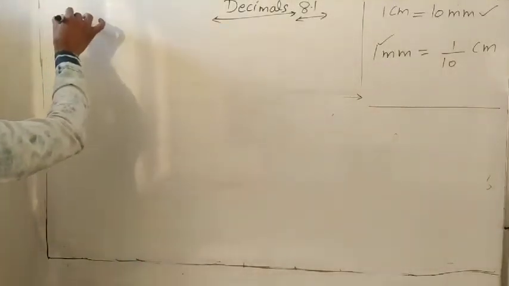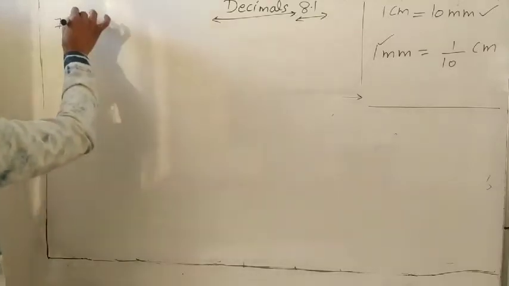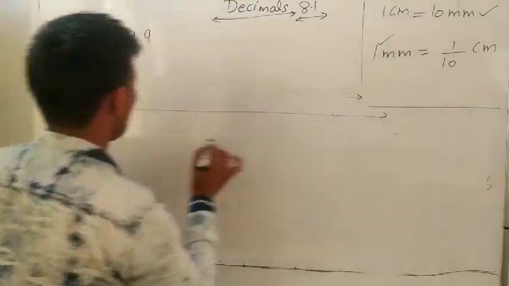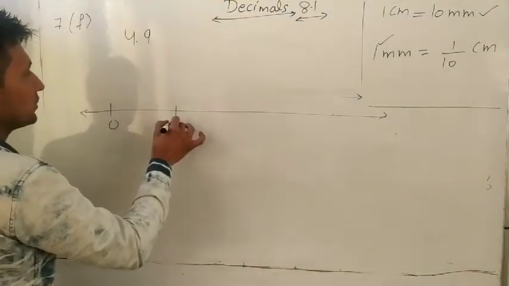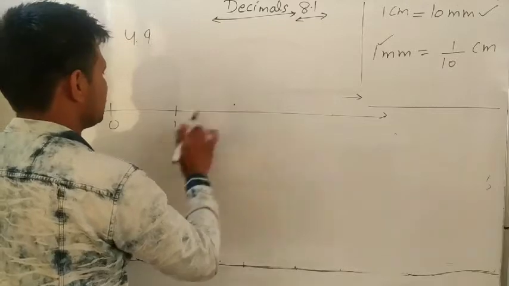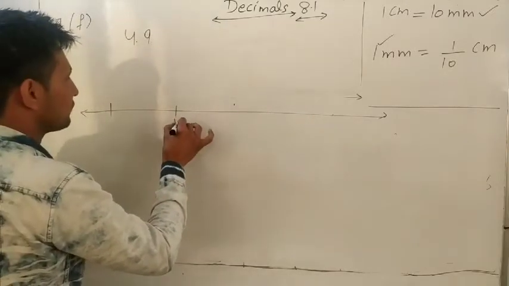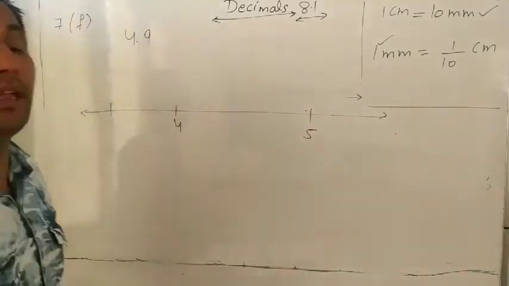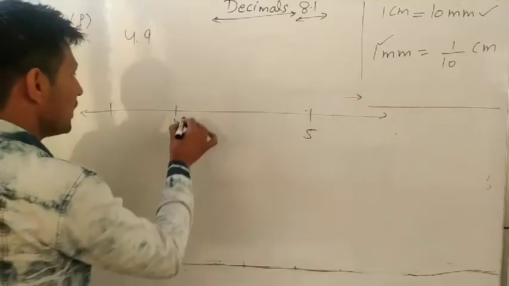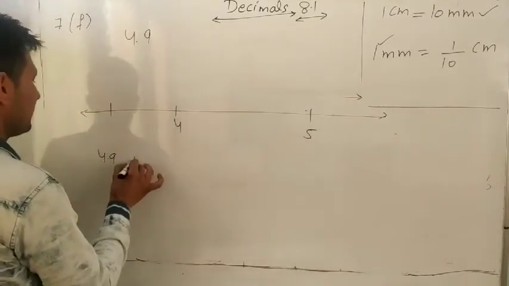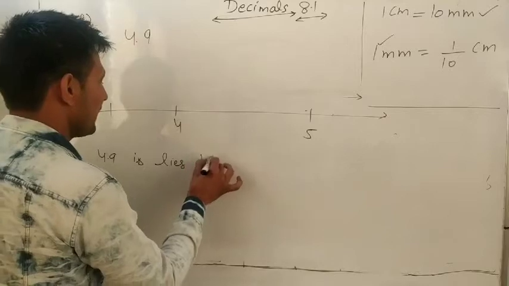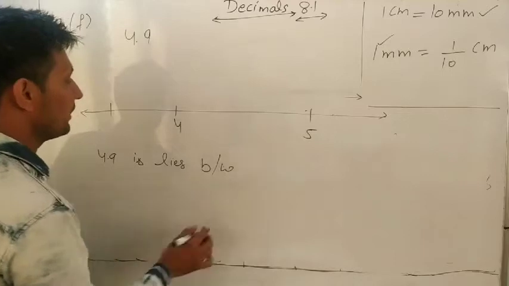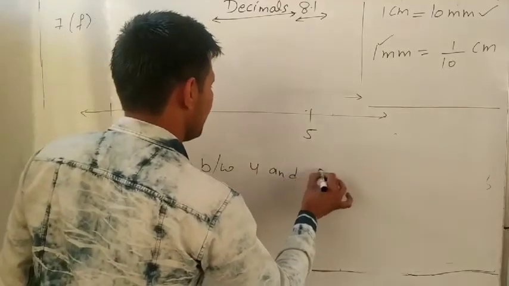4.9. So 7th question, F part. We have to find 4.9. So it means we will make a number line. Okay. It is 0, 1 and 2, and suppose it is, now I am writing directly, 4 and the next number is 5. So we know 4.9 means 4 point something. So write 4.9 lies between 4 and 5.